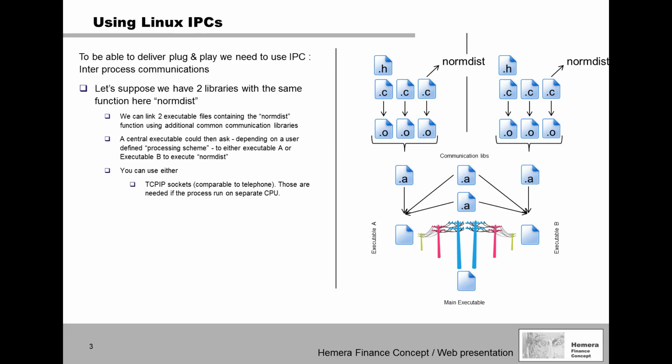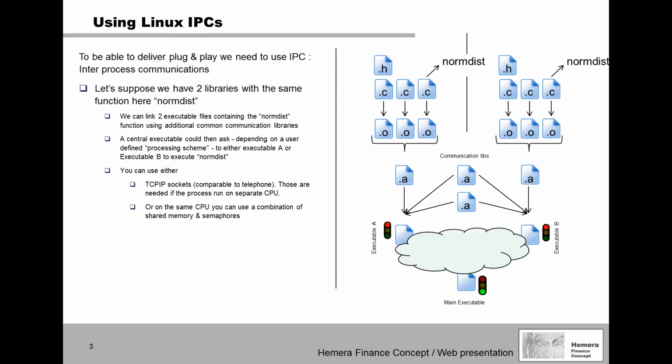To make the processes communicate, you can either use TCPIP sockets. This is comparable to a telephone, and this is the only solution in case the processes run on separate CPUs. Or, as an alternative, if the processes run on the same CPU, use a combination of shared memory and semaphores, represented here by green and red traffic lights, to sequence the calls between the different processes. This architecture being in place, the central executable can now call two different normDist functions, one per executable.